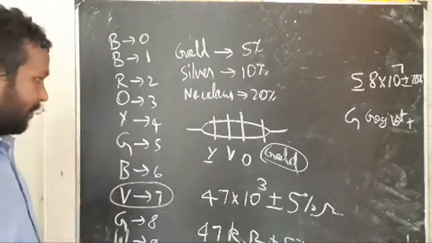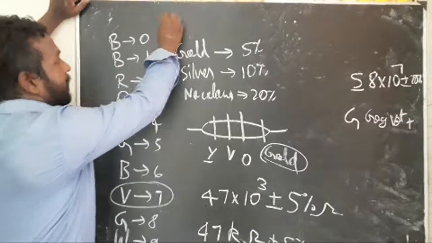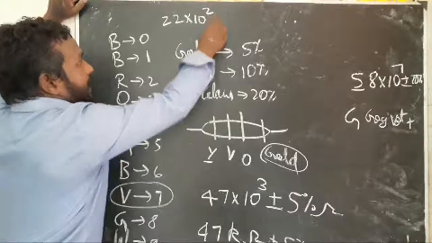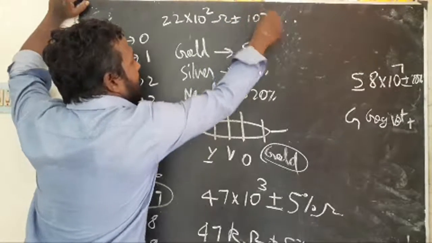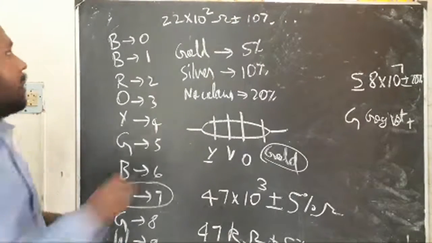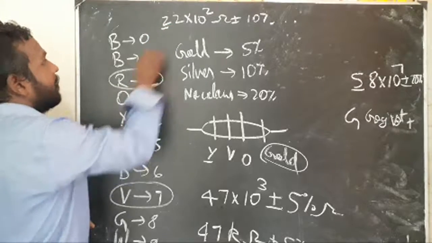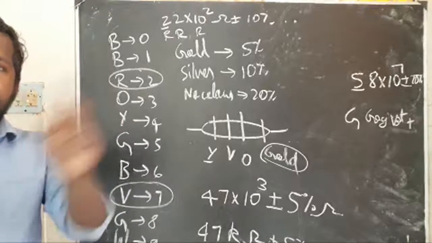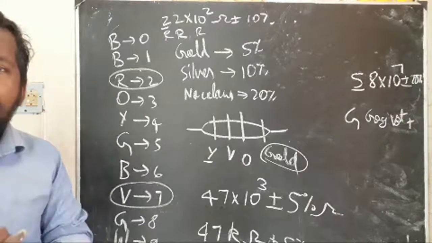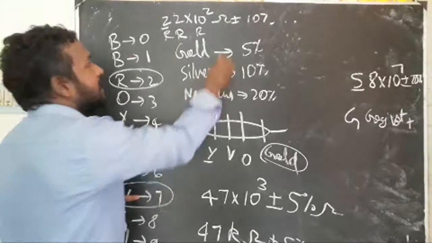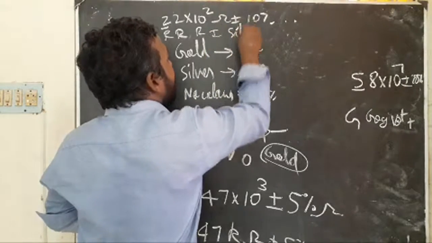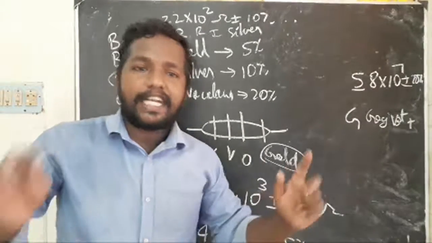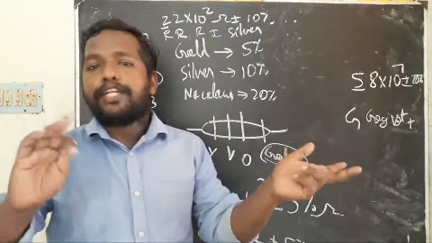I'll repeat again. Say we got some number, 2 into 10 power 2 ohms, plus or minus 10% error. What is the color code for this? For 2, red color. Again 2, red color. The power of 2, red color. So 3 reds will be there. Then the error is 10%, and 10% means silver color. So both ways you need to know how to convert, from color code to resistance and from resistance to color code.